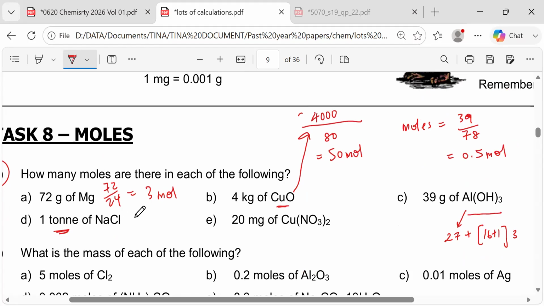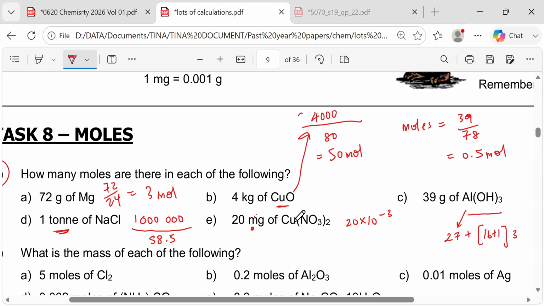Last one. 1 ton is 1 million grams, 10 to the power 6. NaCl is 23 plus 35.5, so you get 58.5. Finally, milli is 10 to the power of negative 3. Micro is 10 to the power negative 6. You all know that, right?